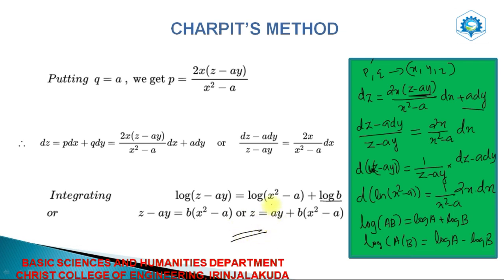That is our required solution. Z equal to ay plus b into x square minus a is our required solution. Let us consider our third problem.